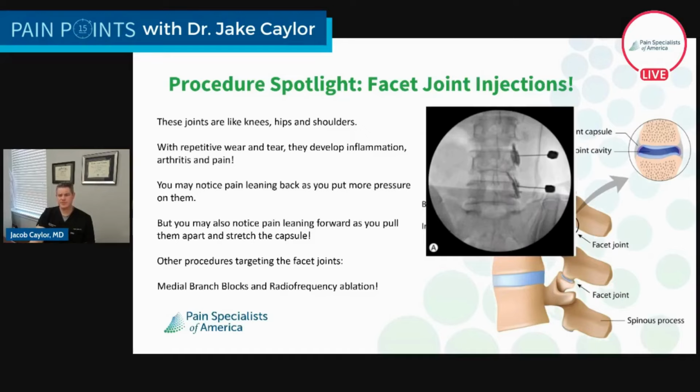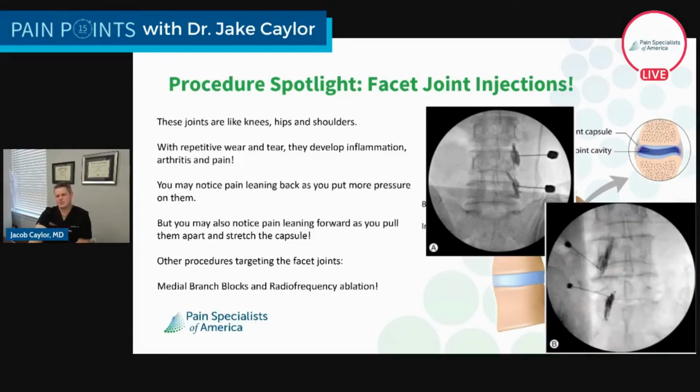And this is a couple pictures of it. You can see that, remember that the facet joints are on the side of the spine. So this is a needle going into the facet joint with a little bit of contrast that shows that there's contrast within the facet joint and it's kind of leaking out. And that's because that joint's really small. And this is it on the other side as well. So these are examples of facet joint injections.